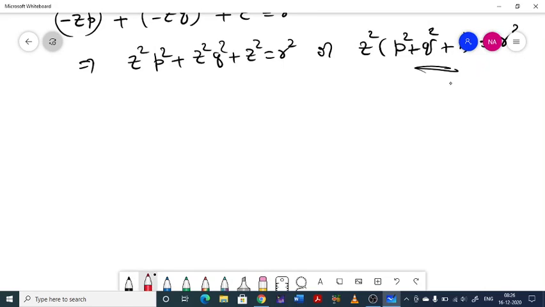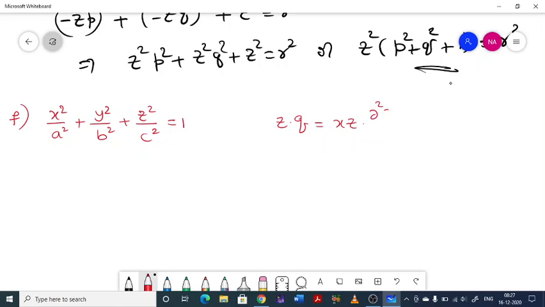Okay, anyway, try to solve this one. X square by a square plus y square by b square plus z square by c square equal to 1. You have to get finally z into dou z by dou y, that is zq, equal to xz into dou square z by dou x square plus dou z by dou x whole square. So try to solve this on your own.